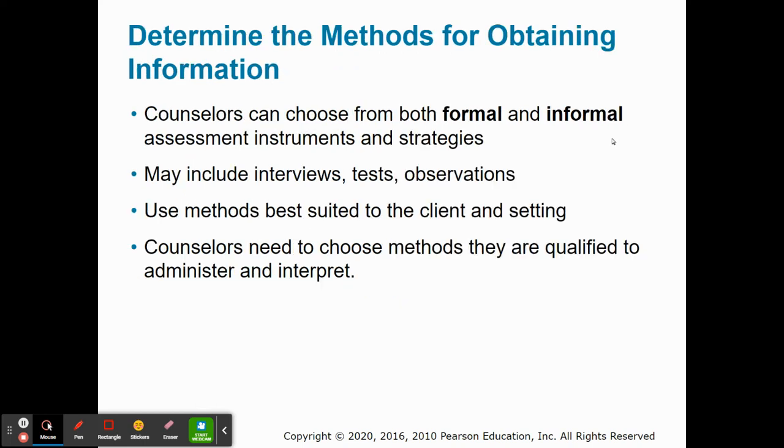and then if there's any anecdotal records. So we're going to figure out how we want to obtain the information, and that can be a combination of formal and informal strategies. It might be observations, interviews, tests, whatever is best suited to the client that we've got and the setting that that client is in or that we will have them in. We also want to make sure that whatever methods we choose, that we are qualified and competent to administer and interpret.